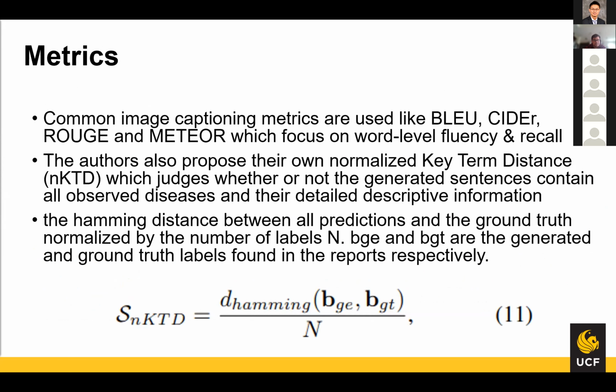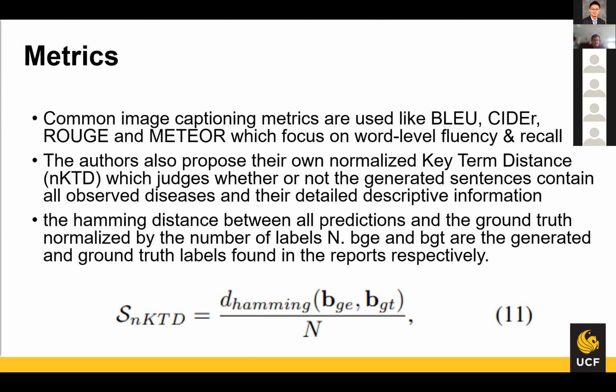And some of the metrics that they used to evaluate this technique were common image captioning metrics like BLEU, ROUGE, and METEOR. Those all focus on word-level fluency and recall. In this paper, the authors also proposed their own metric, which was normalized key term distance, which judged specifically whether or not the generated sentences contained all of the observed diseases and their detailed descriptive information.